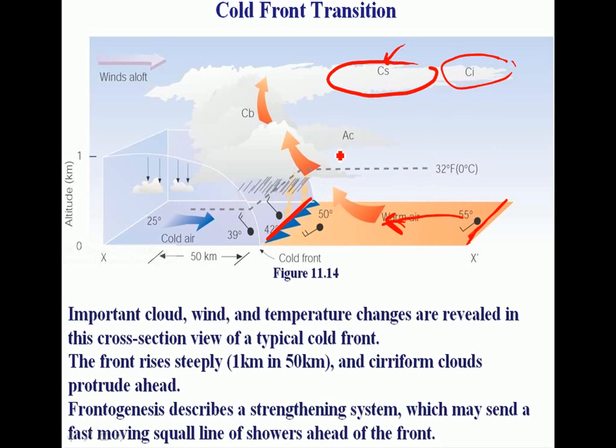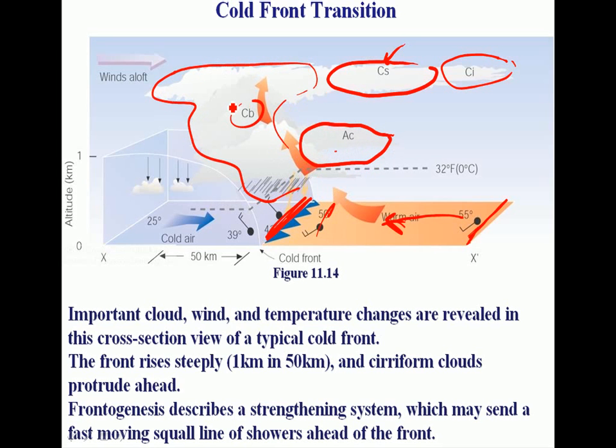And then as we get right near the area of the cold front, they begin to lower and we have altocumulus clouds. And then right along the cold front and right behind it, we have a CB, which is a cumulonimbus, which is a thunderstorm. And then back behind the cold front, air begins to sink, skies begin to clear. Recall that sinking air warms and it moves away from the saturation vapor pressure curve, and so we begin to see clear skies.